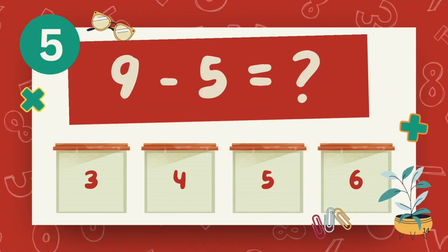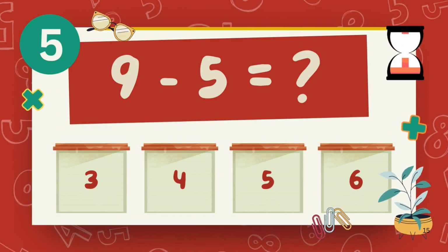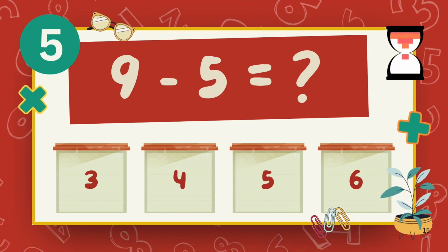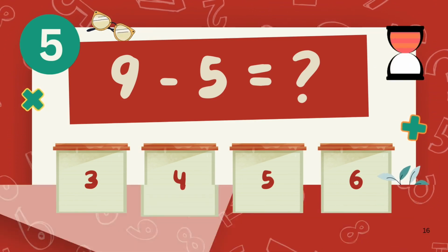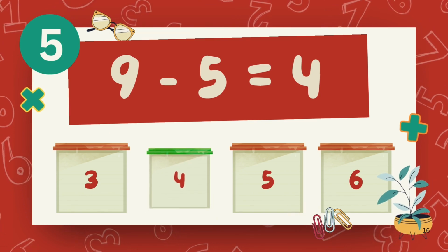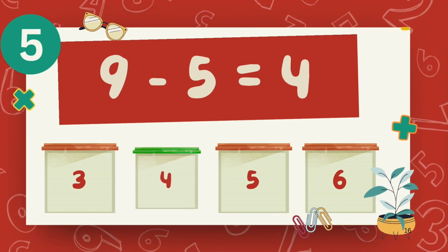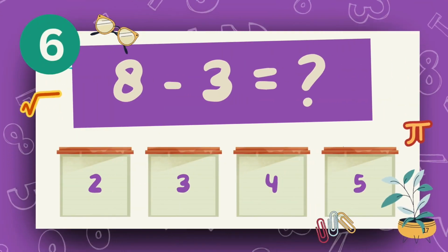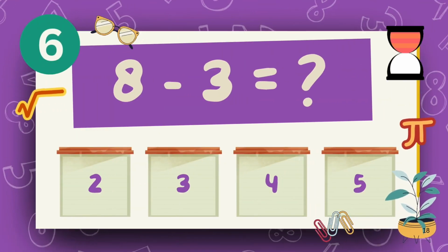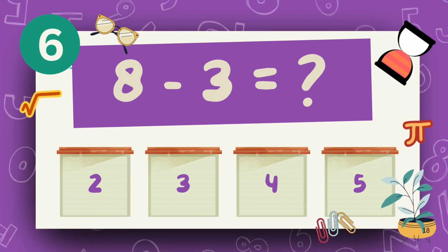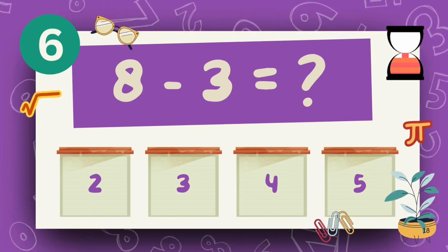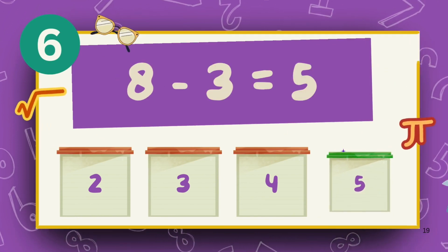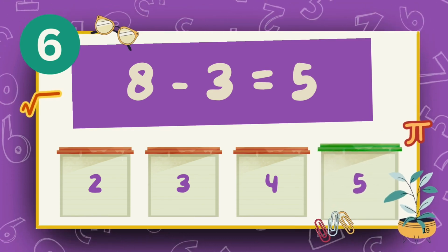What is 9 minus 5? The answer is 4. What is 8 minus 3? The answer is 5.